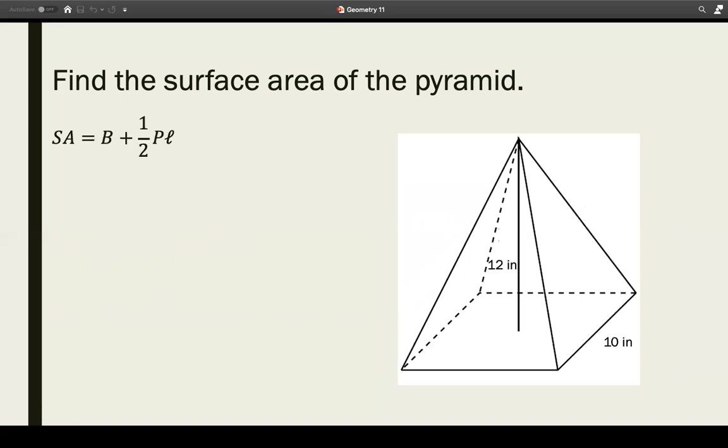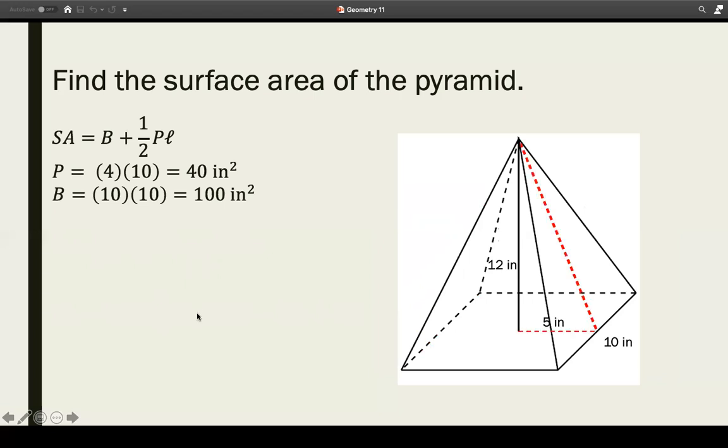So again, here's our formula. We know our perimeter is 40. And that makes our base 100 because it's a square, just 10 times 10. But like I said, we have to find that slant height. We don't know that slant height. So let's draw a triangle and solve for the hypotenuse, right?